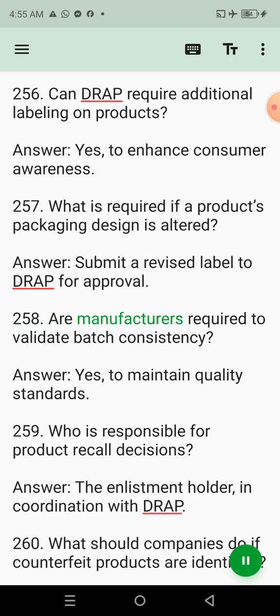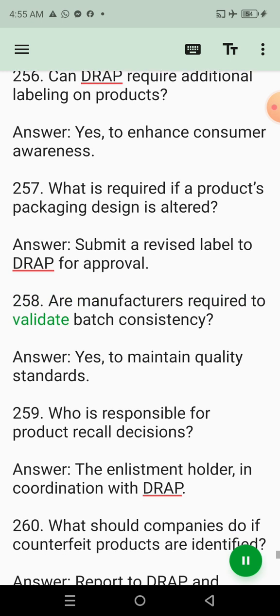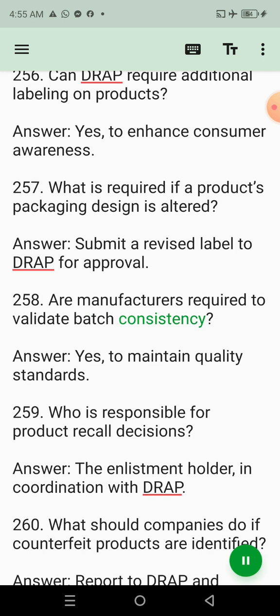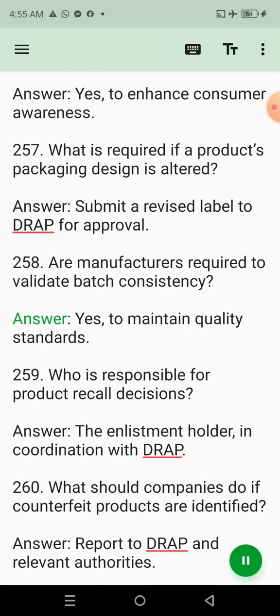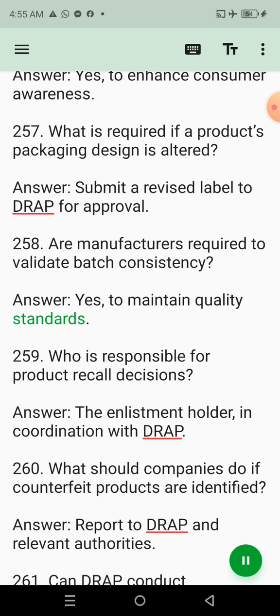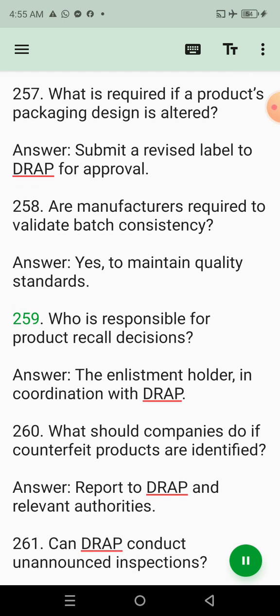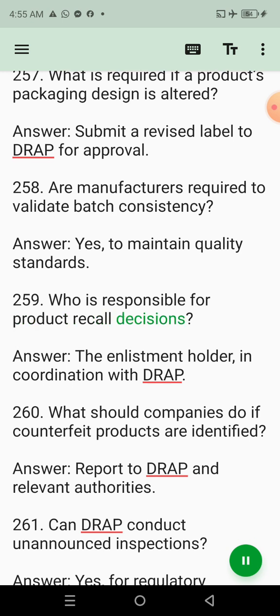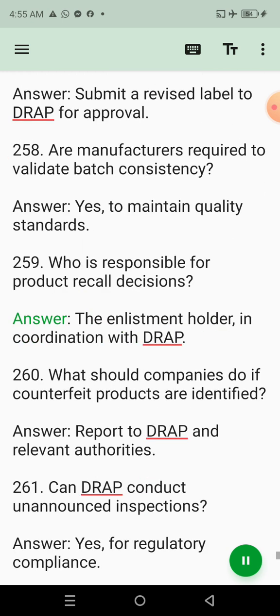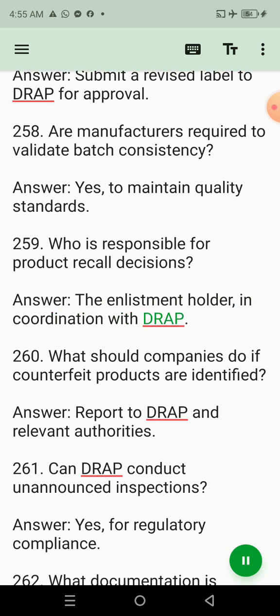258. Are manufacturers required to validate batch consistency? Answer: Yes, to maintain quality standards. 259. Who is responsible for product recall decisions? Answer: The enlistment holder, in coordination with DRAP.